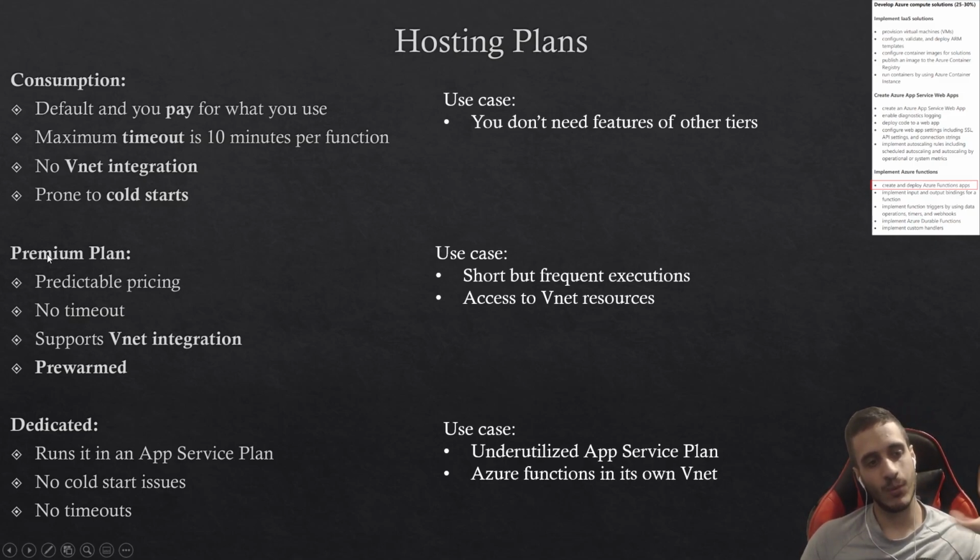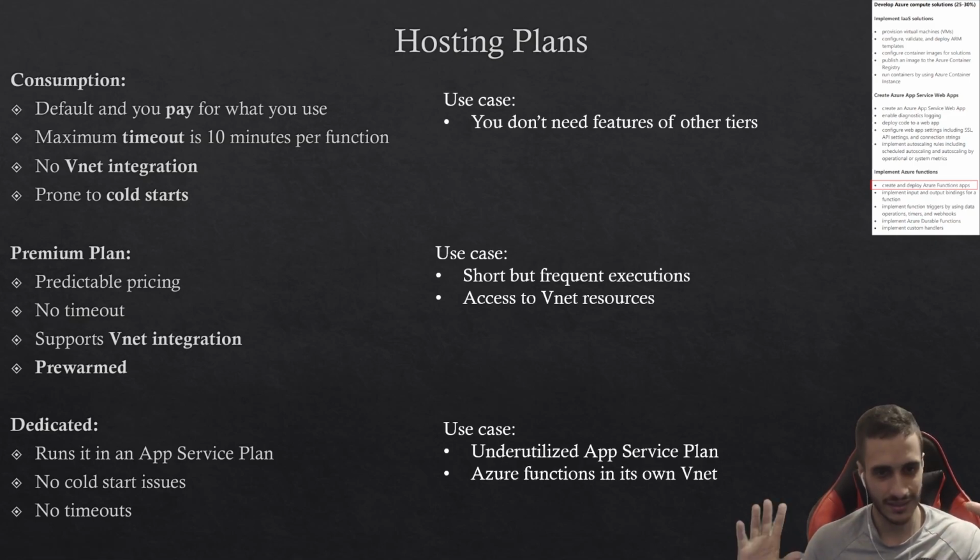So we have the premium plan, which is the second tier. And here you get predictable pricing per month. So this is what you're used to with app service, with VMs, etc. Some customers prefer that. But most importantly, you get no timeouts. It supports VNet integration. And the most critical one is that the instances are pre-warmed. So the function execution is immediate. There are no cold starts.